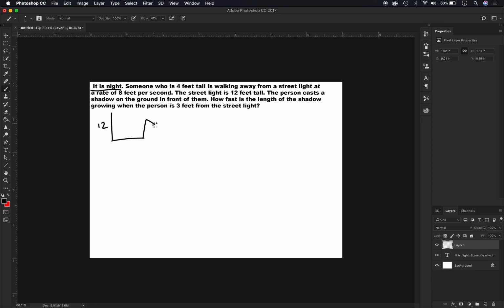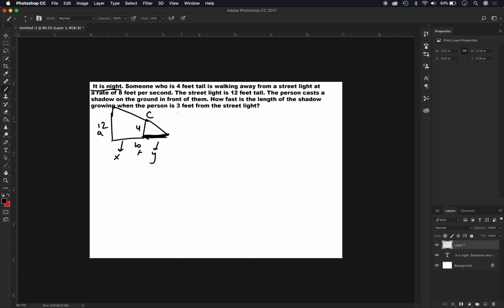So there we go. 4. That's their shadow, right? So we're just going to do that. And then it's a bigger triangle. So this is A, that's C, and this is B, and B is going to be made up of X plus Y.